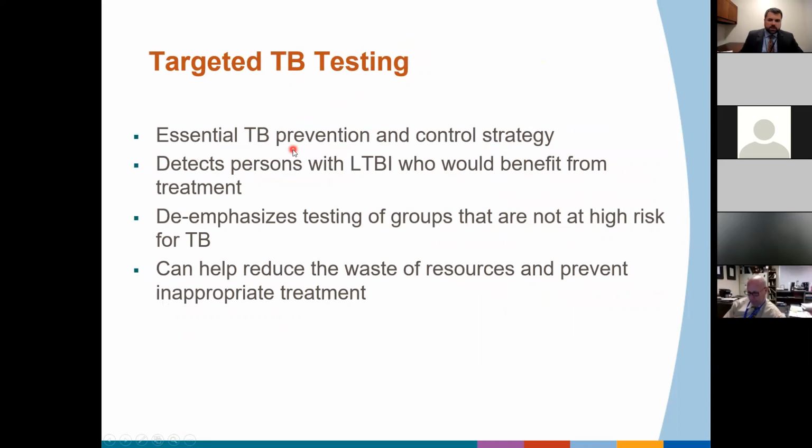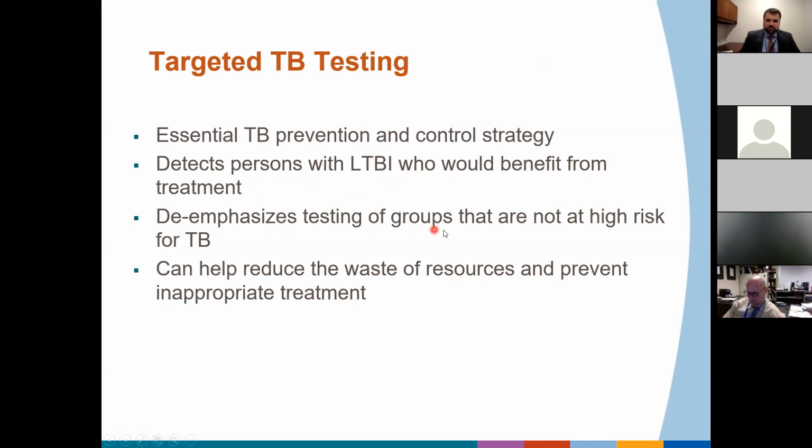Now, targeted TB testing. With the TB prevention and control strategy, we want to target patients that are at high risk of TB and see if we can stop TB from spreading from patient to patient. It detects persons with latent TB who would benefit from treatment. The idea is to treat patients with latent TB so it doesn't come out later in life and they infect and expose other people. We'll talk more about risks for latent TB coming out and becoming infective.